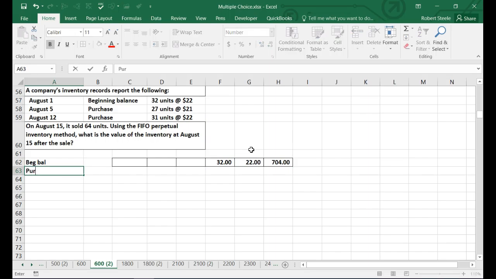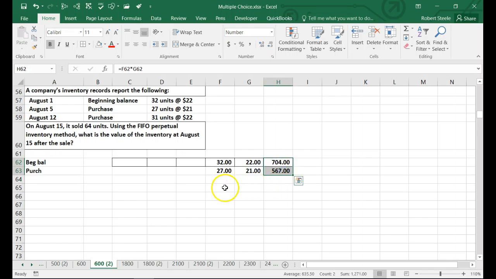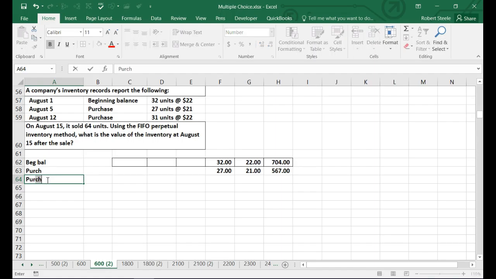And then we had a purchase that happened, so of course the purchase was 27 at 21, and so that means that we have 27 times 21, and that gives us the 567. So the total at this time, we have basically 2 layers, and that is the 704 and the 567. And then we had another purchase, and that's going to be 31 units at $22. And if we multiply that out, 31 units times $22, that gives us the 682.